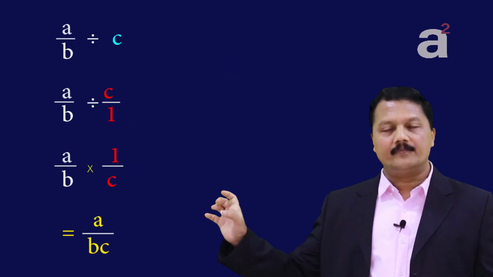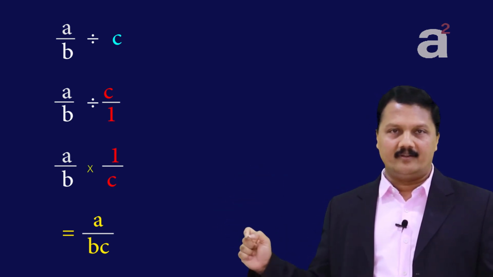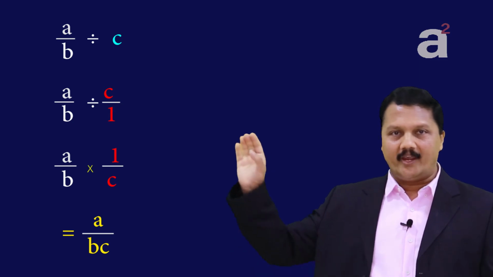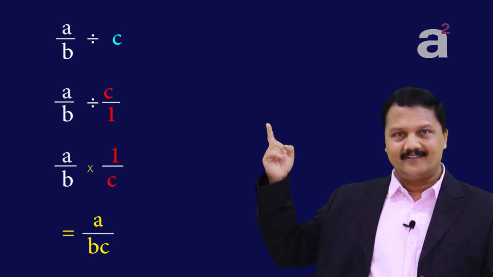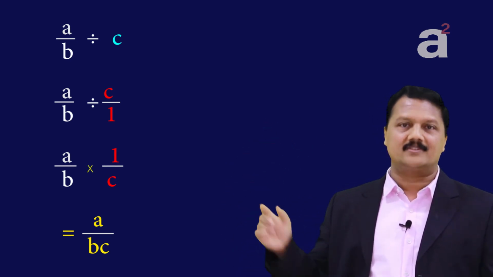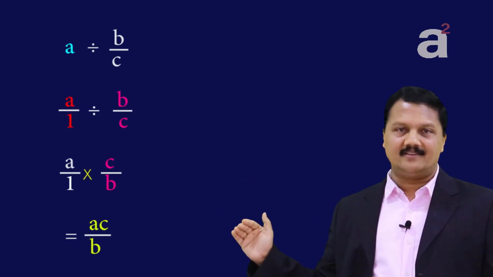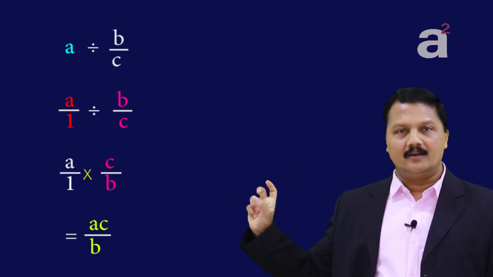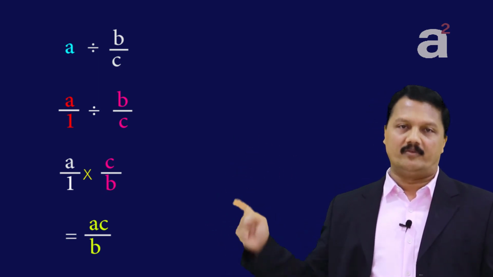If it is a over b divided by c, this c can be taken as c by 1. You know, any whole number can be taken as that number divided by 1. So a over b divided by c over 1. Now you can use the rule I have told. a over b times the reciprocal of c over 1, the flip of c over 1, that is 1 over c. So that's like this. If it is a divided by b over c, now a means a over 1. b over c, flip, the reciprocal, is c over b. So a over 1 times c over b.